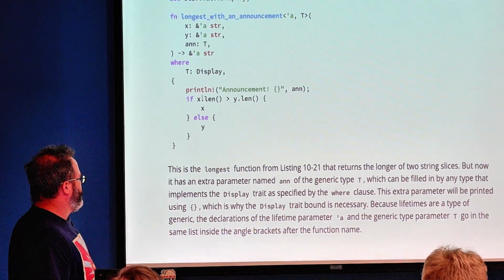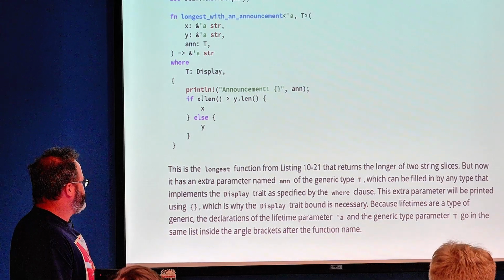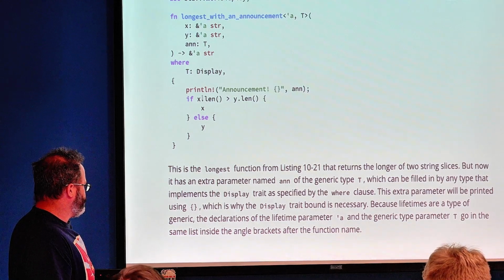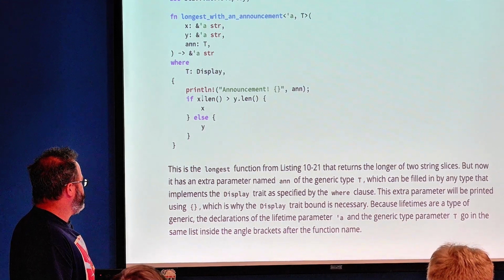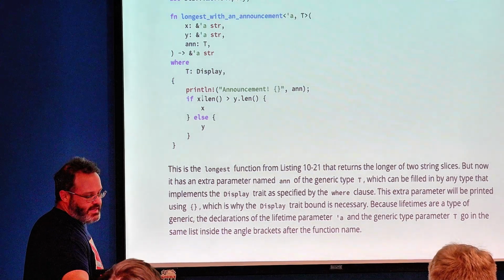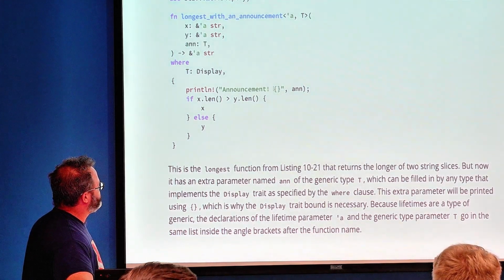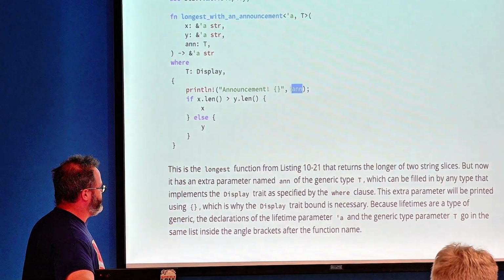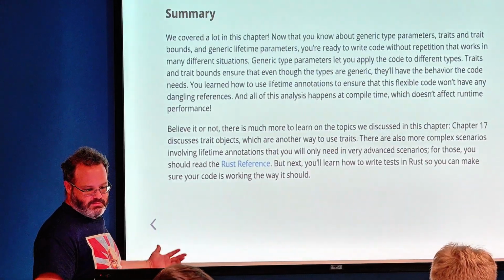So this is the longest function from 10-21 that returns the longer of two string slices. But now it has an extra parameter named ann of generic type T, which can be filled in by any type that implements the Display trait, as specified by the where clause. The extra parameter will be printed using Display. Because I am stating that T must implement Display right here, I can print it like this, just in println. So that's the method to say I want to use the Display trait to print that. Okay, and that's it. Summary.